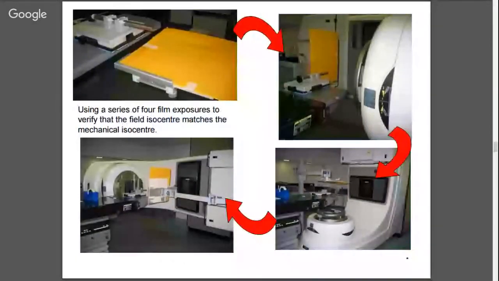So here are some images again. These were done, I say in the days of, it was probably only inside the last 10 years, but you can see here, in this test, we've also got the pointer there. This metal pointer will show up on the film and allow us to see where the mechanical isocenter is, and we can check that the radiation isocenter matches the mechanical isocenter. We need to do this in various planes, as you can see here.